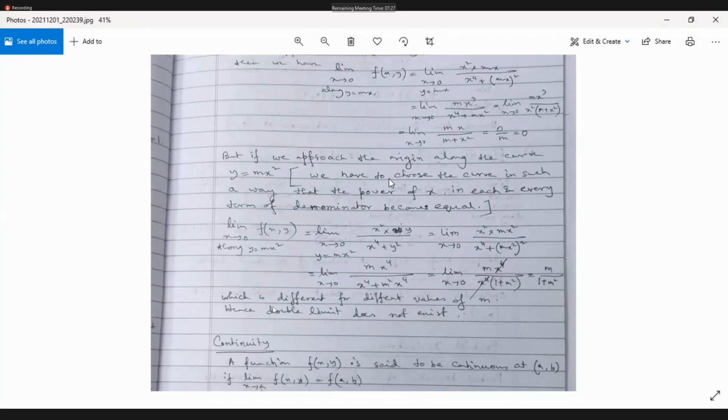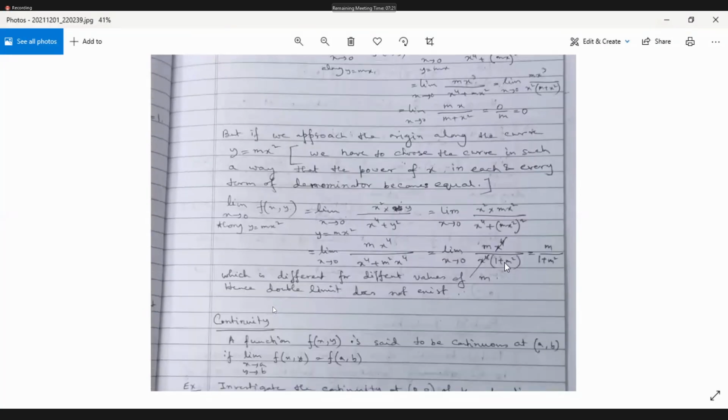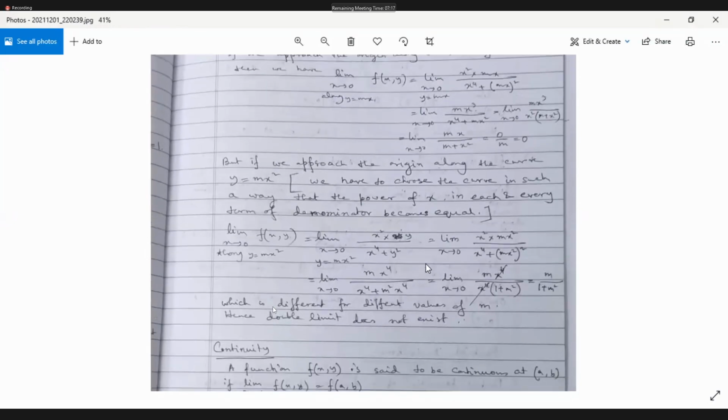So if we move along the straight line y equal to mx, then the limit is 0. But if we move along the curve y equal to mx square, then the limit depends on m, so the double limit doesn't exist. Now how will you understand which path to take? We have to choose the curve in such a way that the power of x in each and every term of the denominator becomes equal.